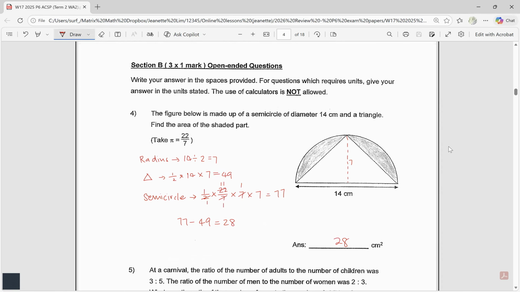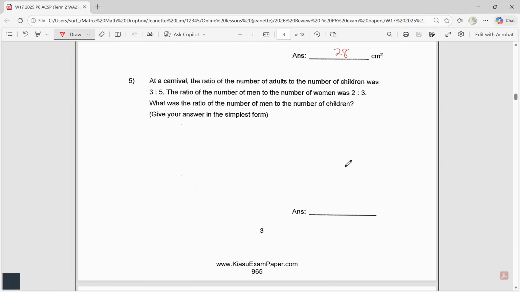Question 5. At a carnival, the ratio of adults to children was 3 to 5. The ratio of men to women, 2 to 3. What's the ratio of men to children? So A to C, adults to children, 3 to 5. The ratio of men to women, 2 to 3.